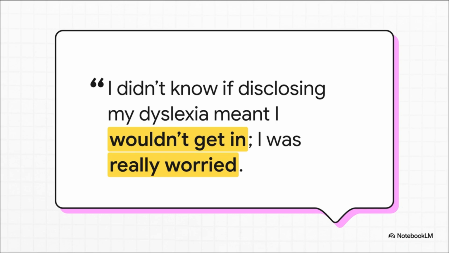Disclosing isn't just checking a box on a form. For a student, it can be this moment filled with anxiety, often based on bad experiences in the past, and a real fear of prejudice. The process itself becomes a barrier.